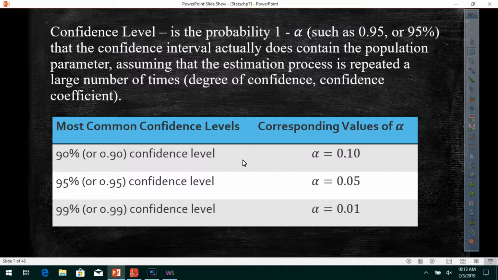Degree of confidence, confidence coefficient. Here are the three most common. A 90% confidence level, so an alpha of 0.10. A 95% confidence level, or alpha equals 0.05. And a 99% confidence level, or alpha equals 0.01.